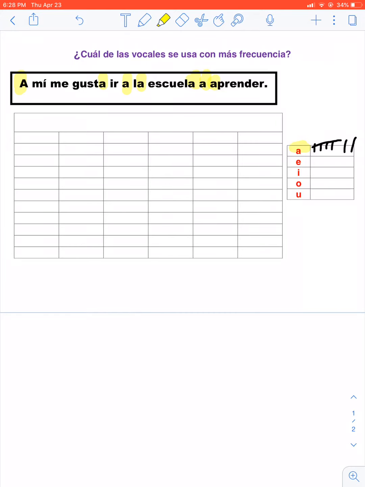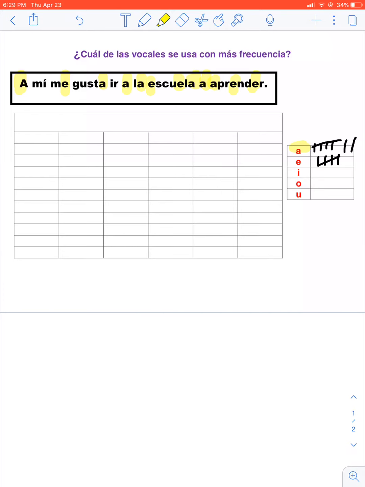Okay, so here we go again. We're going to just count that vowel. Ready? 1, 2, 3, 4, 5. And then we're going to go over to our tabla de conteos, and we're going to put that 5 tally marks. 1, 2, 3, 4, 5. Great. Okay, la próxima vocal, la I.